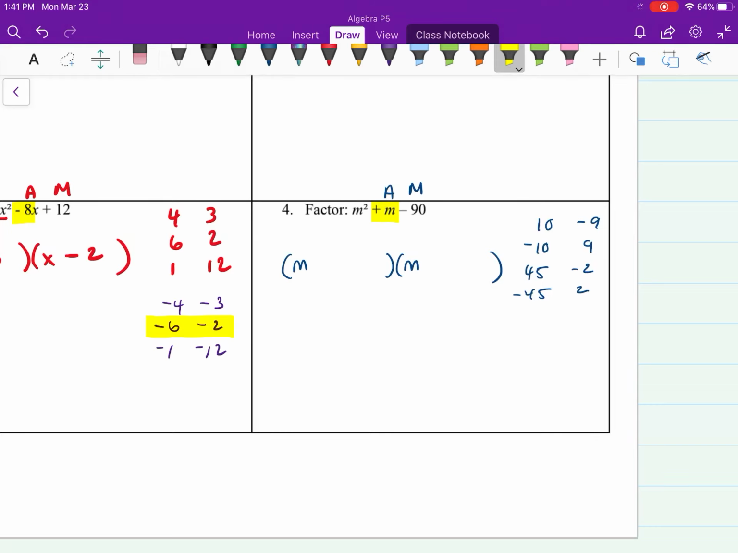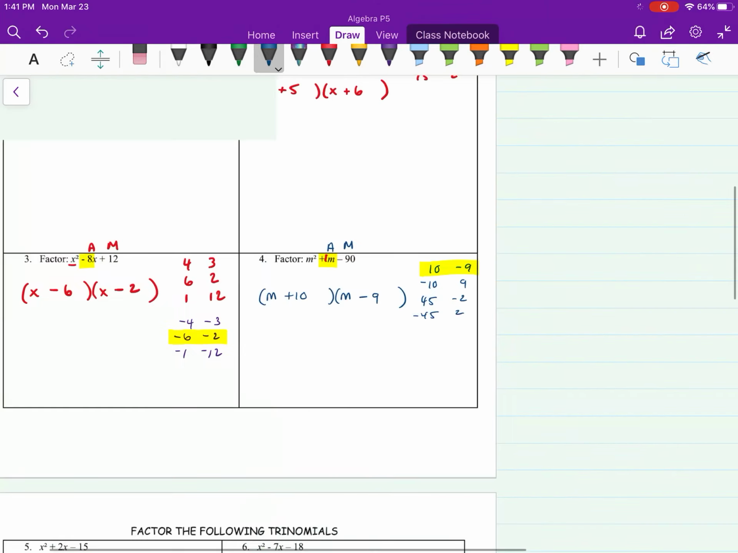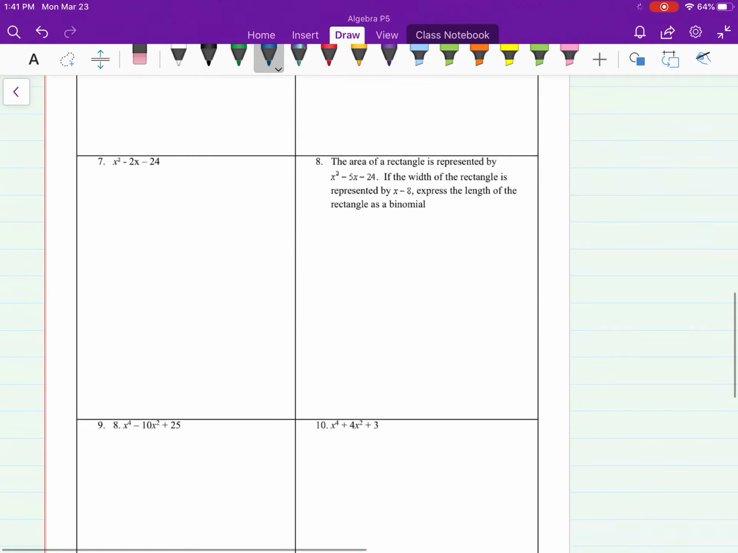I don't want them to add up to positive m. That doesn't make any sense. You want them to add up to positive 1. There's a 1 there. So the two numbers that multiply to negative 90 and also add up to positive 1 would be 10 and negative 9. So I'm going to put a plus 10 in one parentheses and a negative 9 in the other. And again, you can use the box method to check your answer, but I'm not going to do that here.